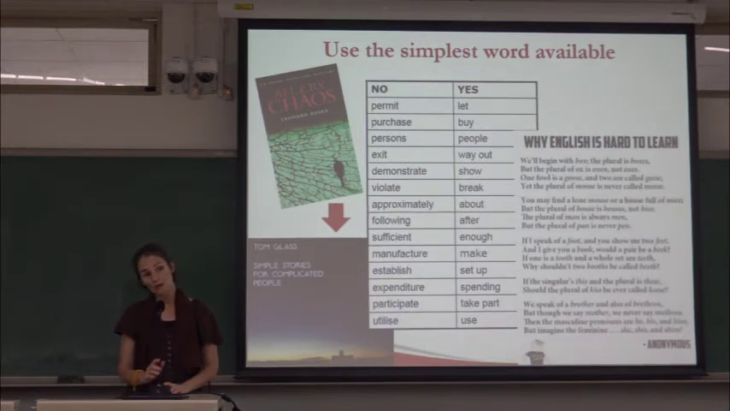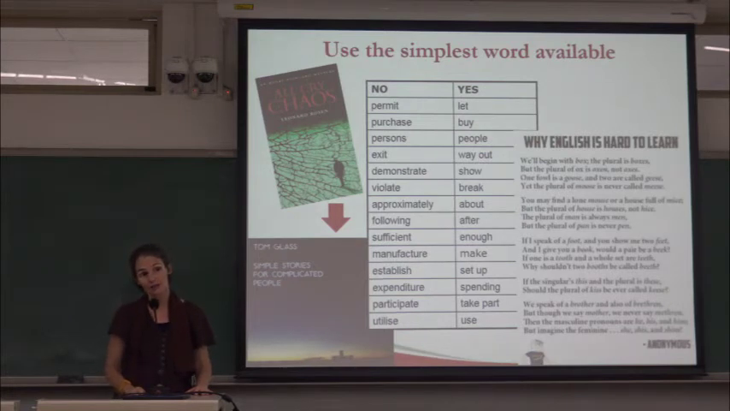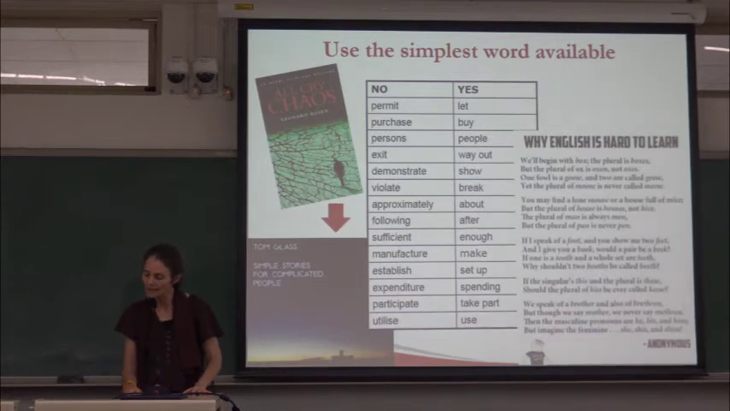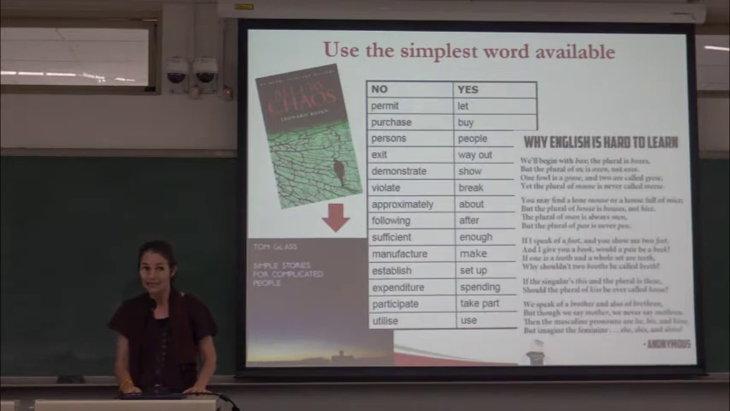We begin with box, and the plural is boxes. This is really a mocking of the silliness of the English language. But the plural of ox is oxen, not oxes. One fowl is a goose, and two are called geese. Yet the plural of moose is never called meese. You may find a lone mouse or a house full of mice, but the plural of house is houses, not heis. The plural of man is always men, but the plural of pan is never pen.